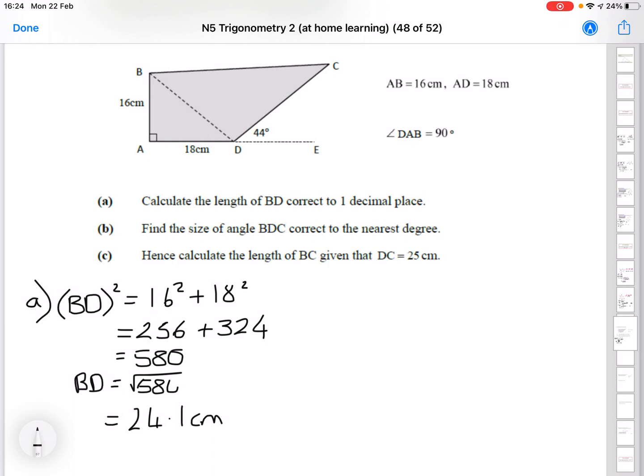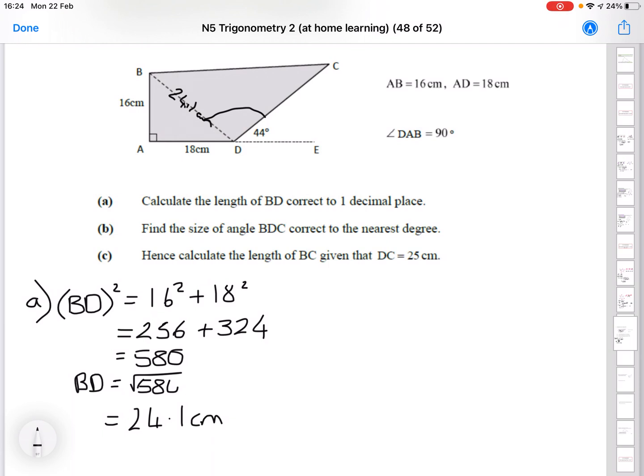Part B is then to find the size of angle BDC. So that would be that angle just marked there. So following those letters, BDC is that angle down there. So what I'm going to do is write onto the picture what I just found, 24.1 for this long side here. 24.1 centimetres. So in that triangle, we need to think about how could we find that angle there.